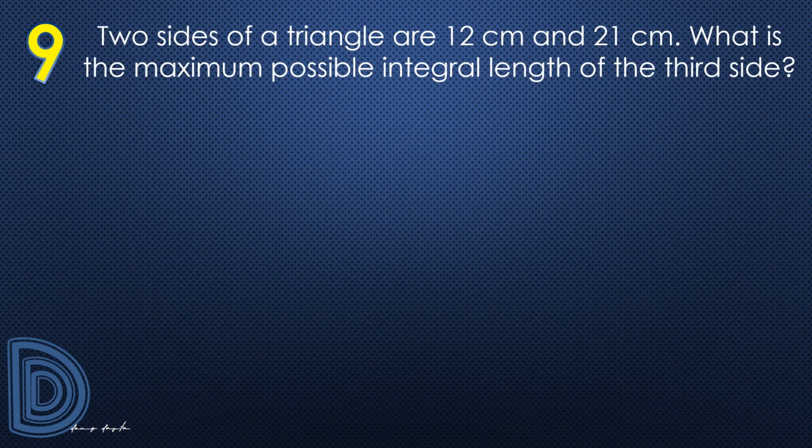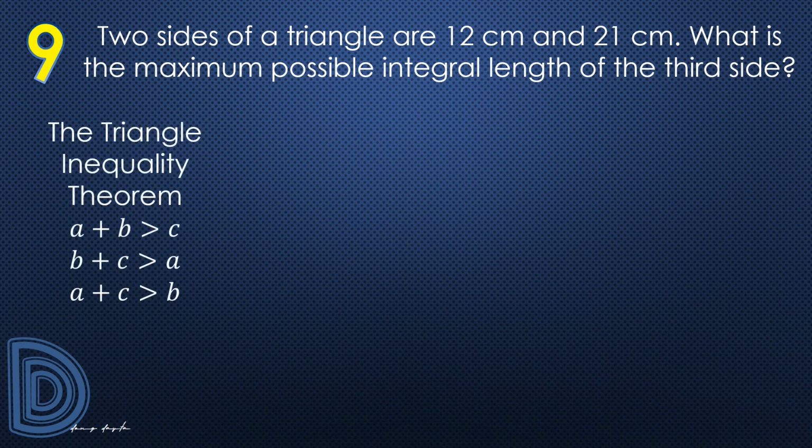Number 9. Two sides of a triangle are 12 and 21 centimeters. From the triangle inequality theorem, we know that the sum of two sides is greater than the third side. So from these relationships between A, B, and C as sides of the triangle, then we can form C is greater than the difference between A and B, but less than the sum of A and B.